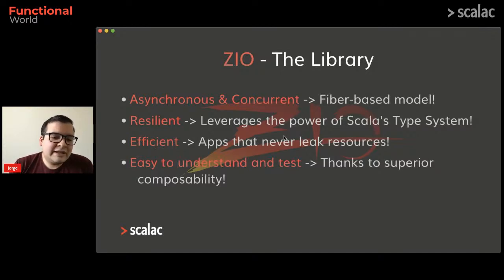Also, ZIO helps us build applications that are easy to understand and test, thanks to superior composability. What does this mean? It means that you can build your applications using these functional effects that are descriptions of interactions with the outside world. You can have several tiny descriptions and combine them just like Lego pieces, and have your program as one big description of interactions with the outside world. That's really easy to understand. You just need to know how to combine those descriptions. What are the options that ZIO gives you to combine those Lego pieces? That's really, really powerful.